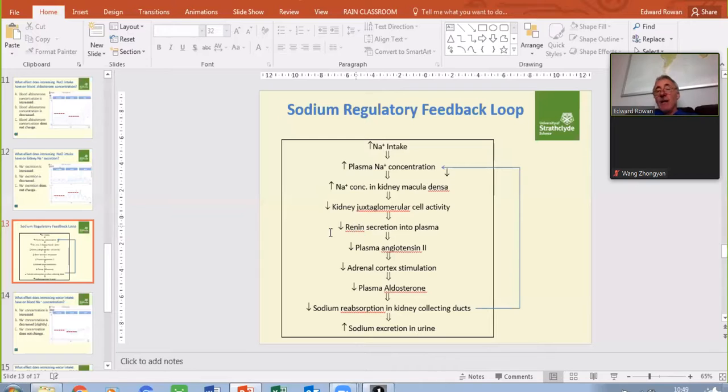Renin cleaves angiotensinogen into angiotensin 1, and then angiotensin 1 is converted into angiotensin 2 by angiotensin converting enzymes. And that angiotensin 2 acts on the adrenal cortex, the adrenal gland sitting on top of the kidney, to then either increase or decrease the amount of plasma aldosterone, depending on the levels of aldosterone in the circulation. So it's complex, but you need to know it. And so memorize this scheme so that when we actually add drugs into modifying the behavior of the kidney, you have a good insight into what's going on.